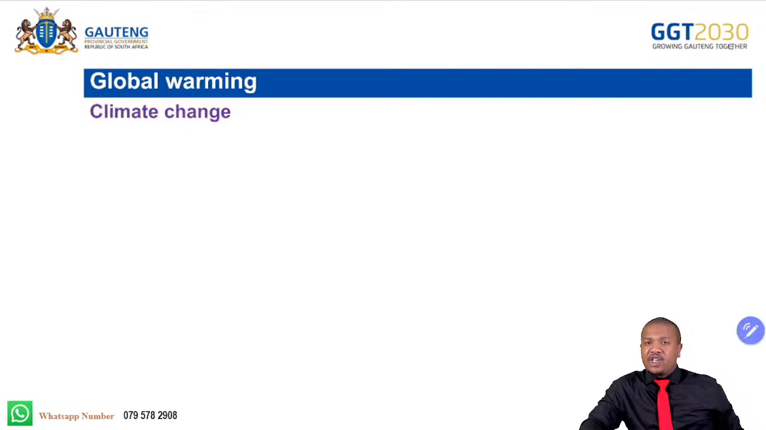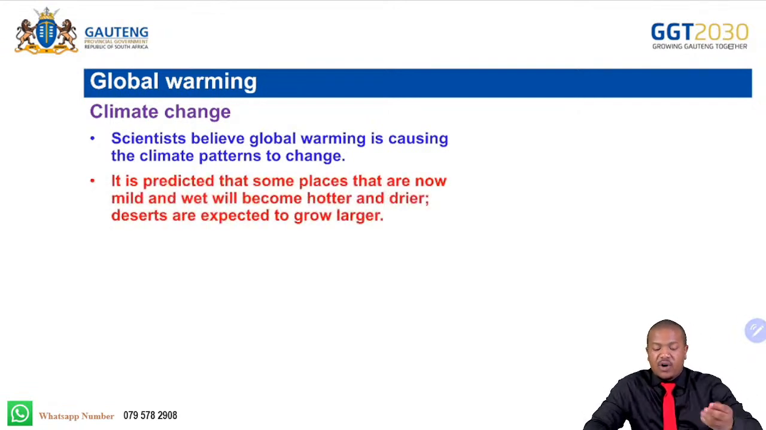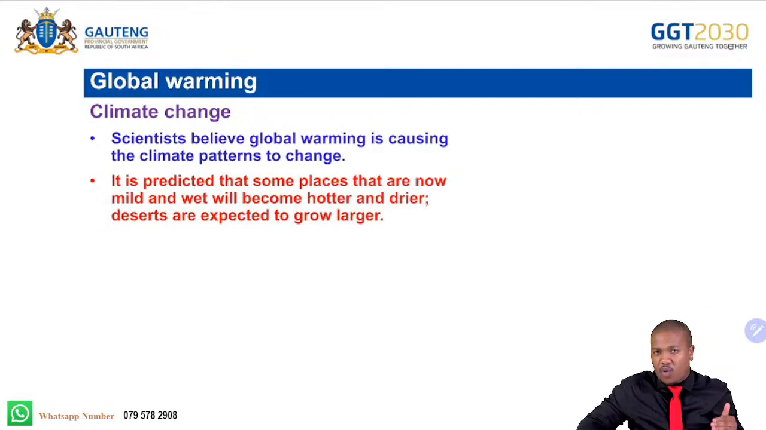So now, climate change to start with, right? Scientists believe that global warming is causing the climate change patterns to change, right? So it is predicted that some places that are now mild and wet will in time become hotter and drier, right? So meaning what? There's going to be an increase in deserts, right? Deserts are expected to grow larger, right? This is all because of what? Of the increase in temperatures globally, or because of global warming, which is caused by an increase in the greenhouse gases in our atmosphere, right?